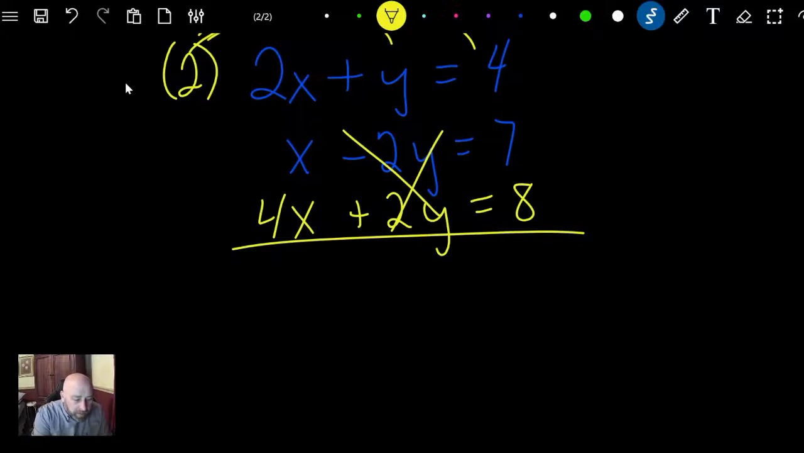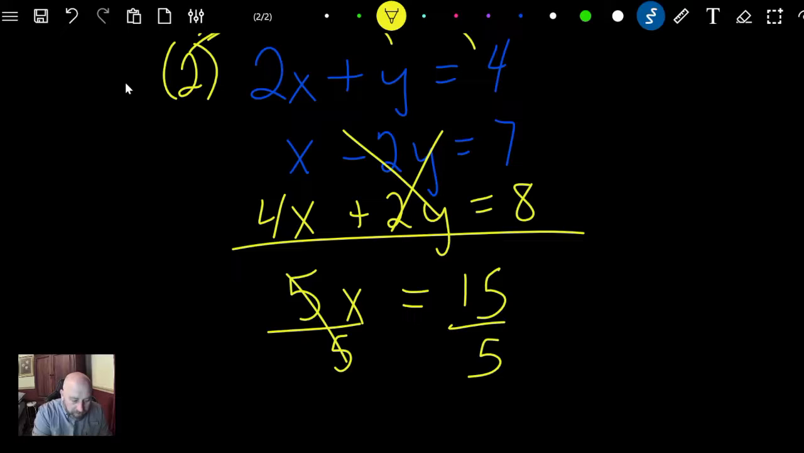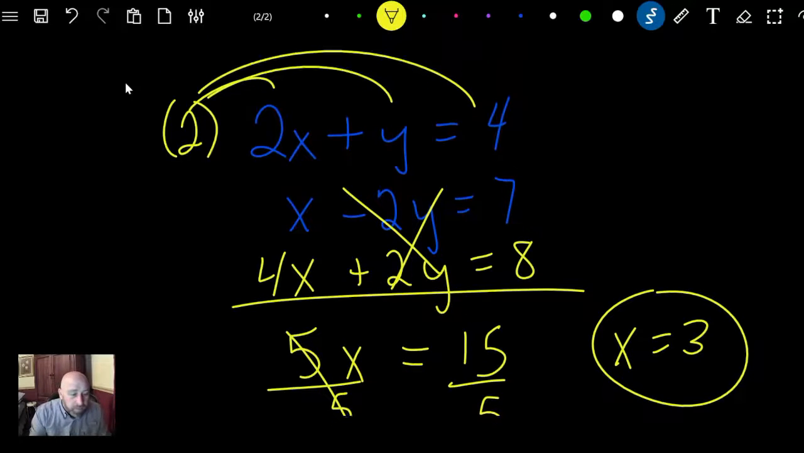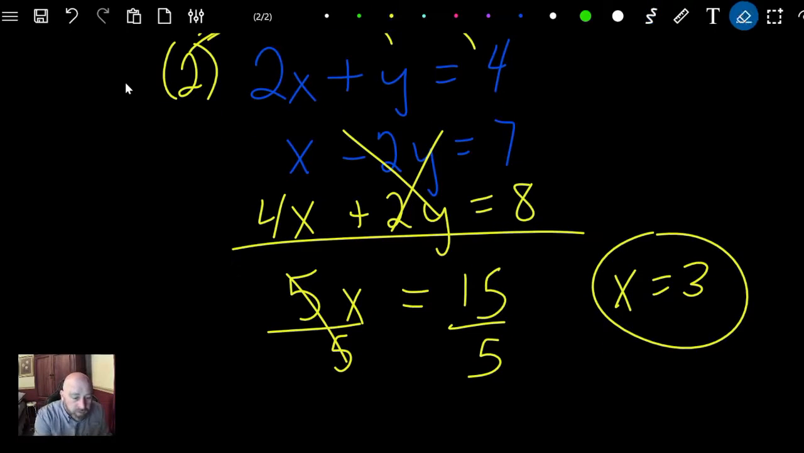And then I'm going to end up with 5x equals 15. Divide by 5, divide by 5. I'm going to get x equals 3. If you look in your book, they use substitution. They also got x equals 3. I personally like elimination better. It's a little simpler for me to use, but whatever you want to use is fine.